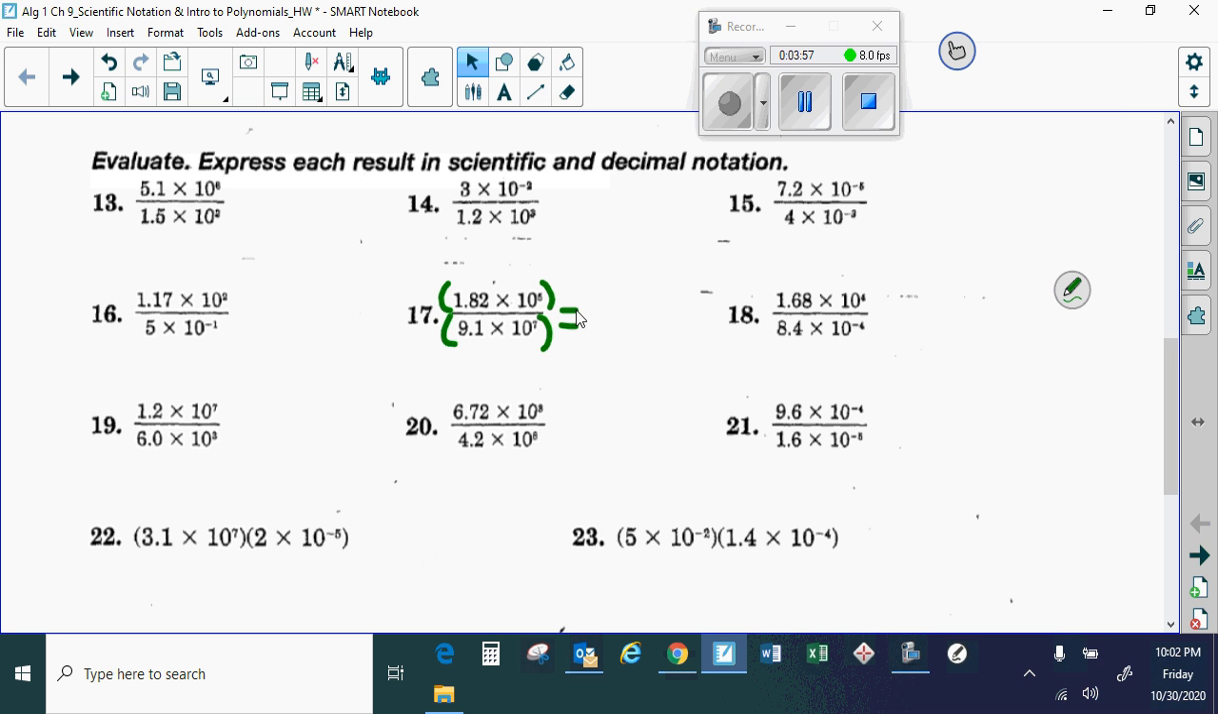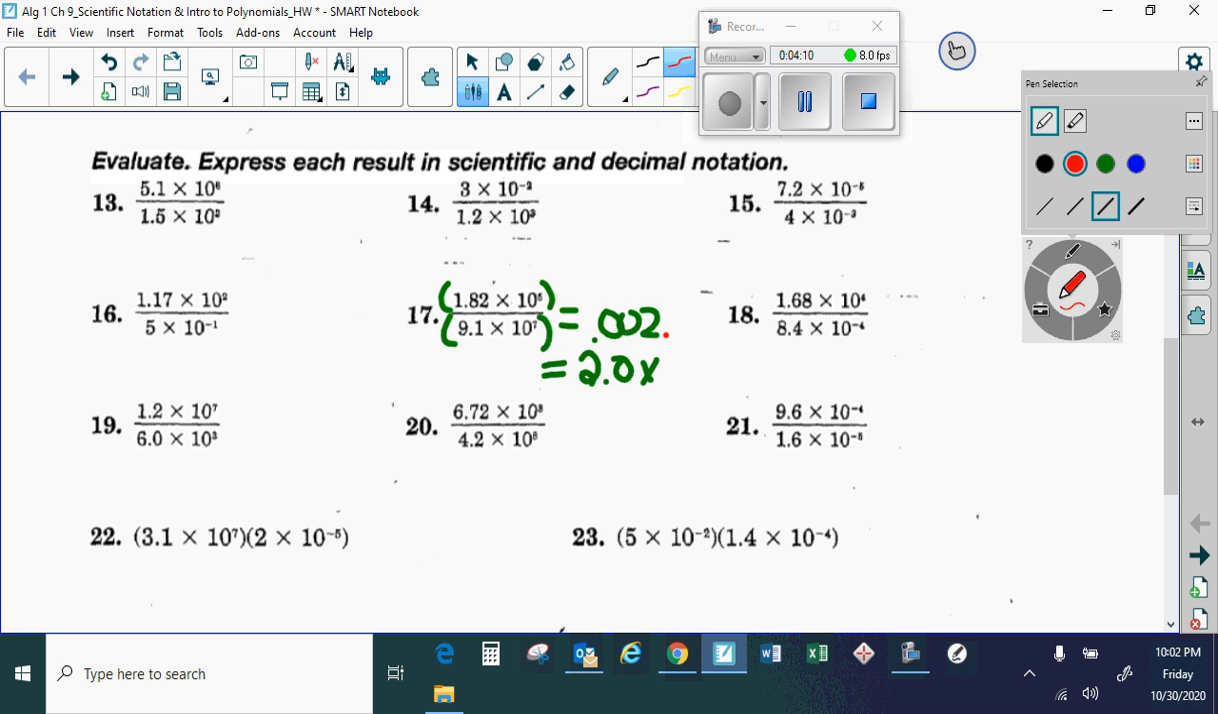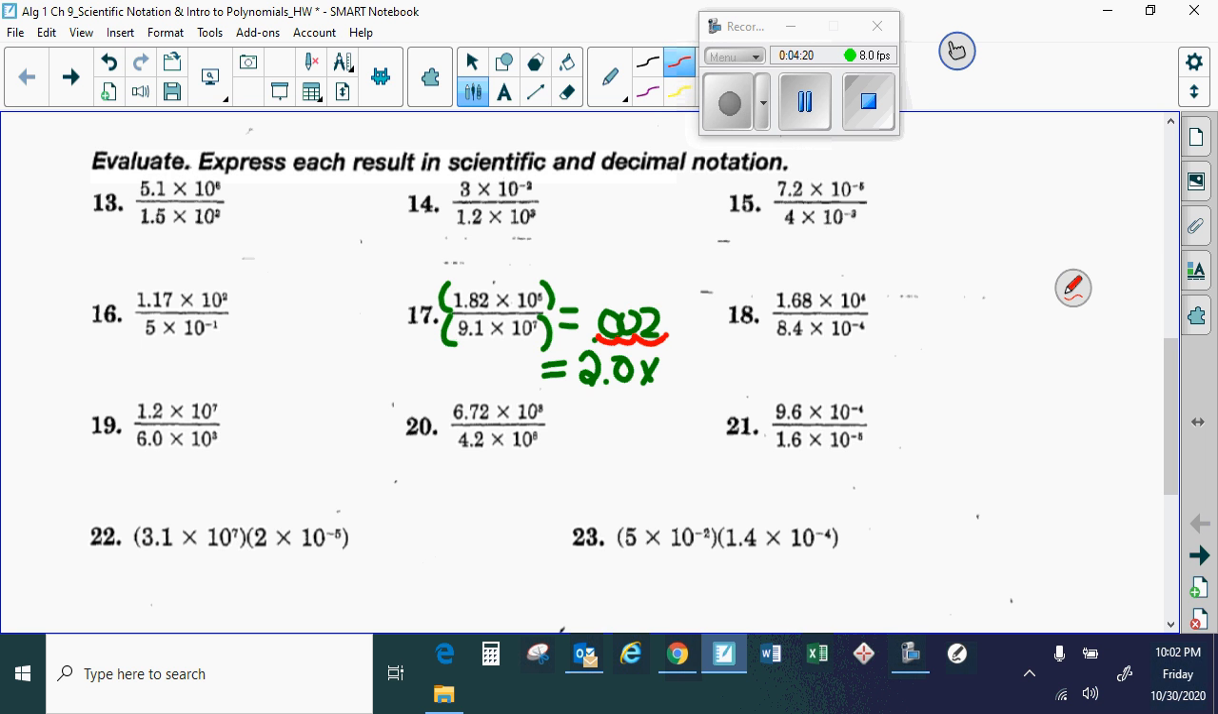So I could go ahead and put 0.002, but now I have to change that to scientific notation, which would be 2.0. So I moved it and put it right there because it has to be between 1 and 10. So it's got to go there for 2. It can't be to the left of that. It'd be 0.2. That's not between 1 and 10. And how many places did I move it back to the left? 3. So times 10 to the negative 3.